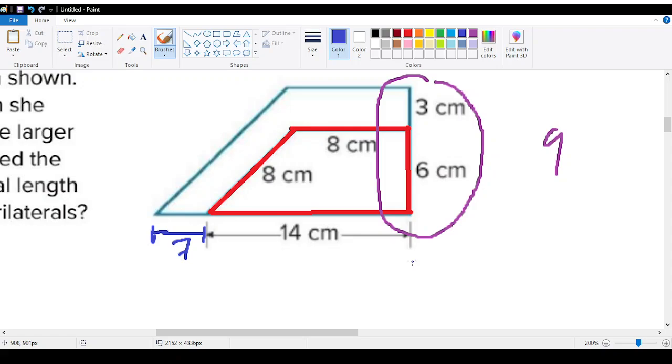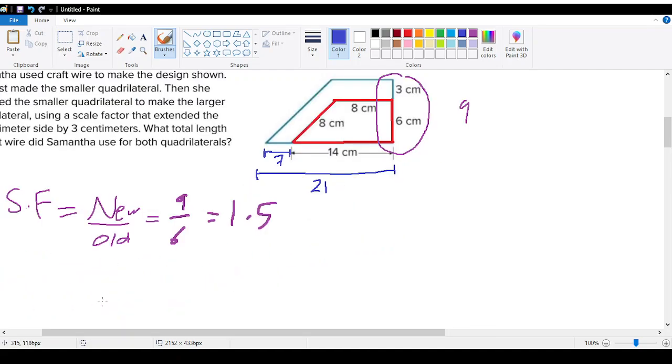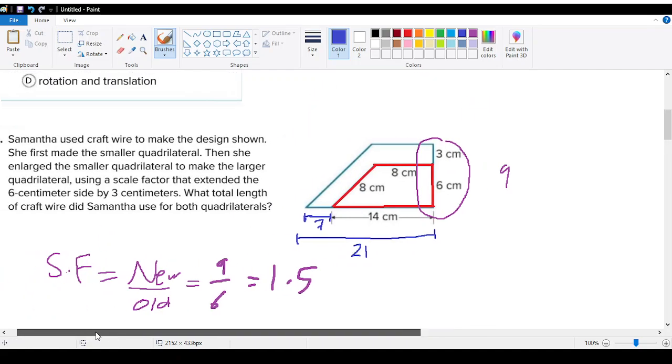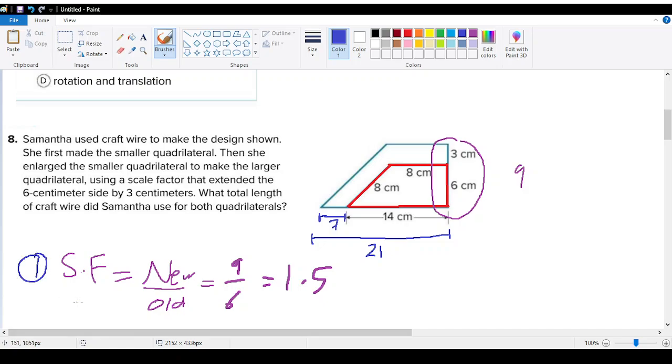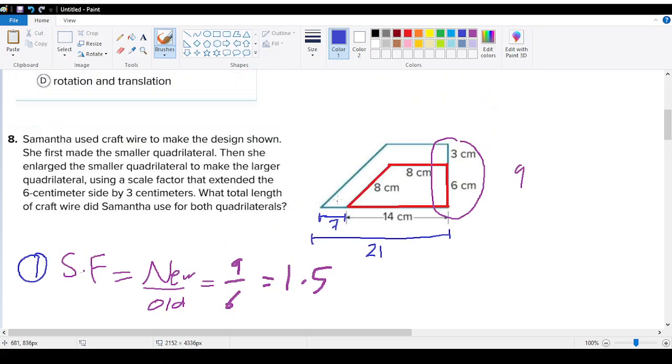So this one's 7. How much is the total, Shamsa? 21. Did you understand how I got it, Shamsa? Yes. Now, in order to do it mathematically correct, first thing you should do, Shamsa, focus. First step, find the scale factor. Then, if you find the scale factor, you can use it.